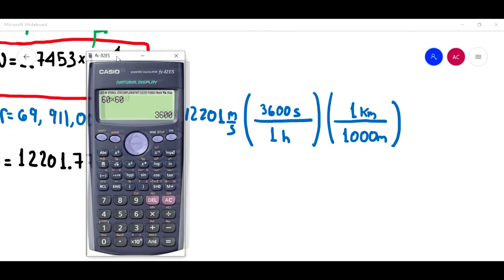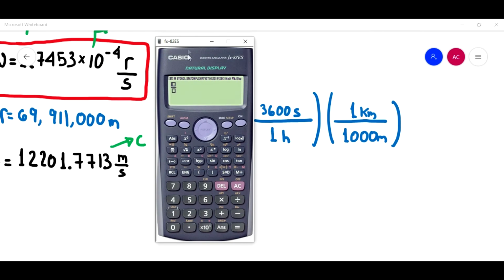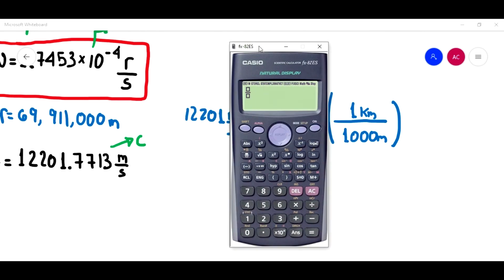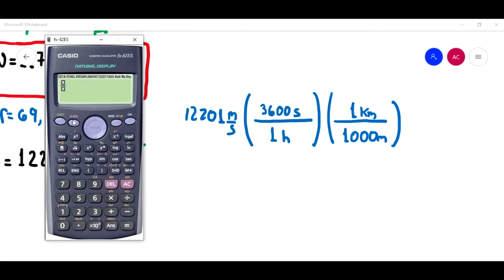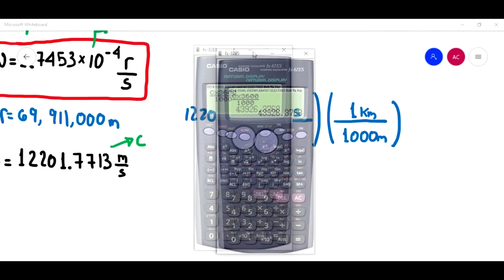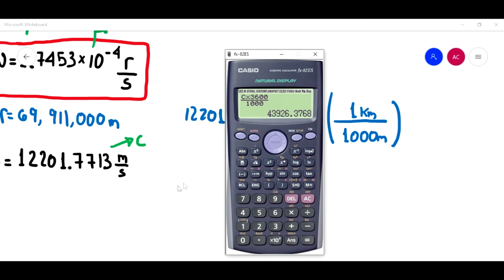Well, I'm going to write a fraction. This value, I got it in C, so it's going to be C times 3600 over 1000. Okay, so that would be the value in kilometers per hour. Jesus Christ, that's a lot.